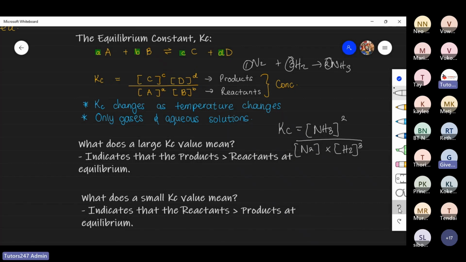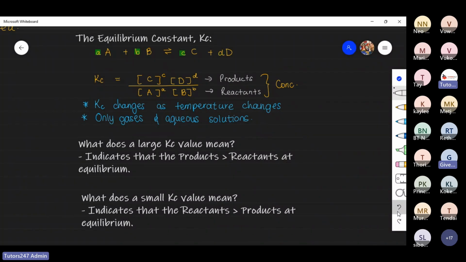Now, let's discuss the equation. Those values that you substitute within the square brackets, that is concentration, okay? Only substitute concentration in place of those square brackets. Now, always remember, products on top, reactants at the bottom, okay?